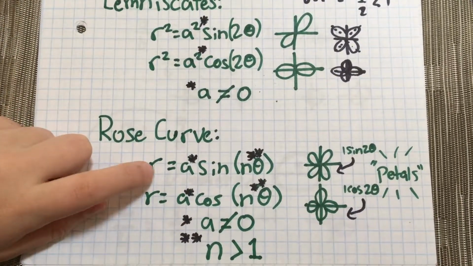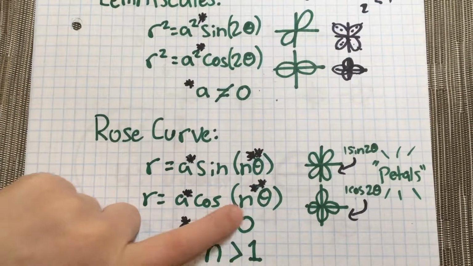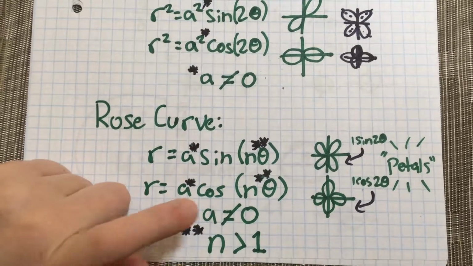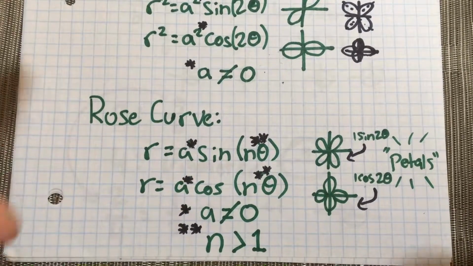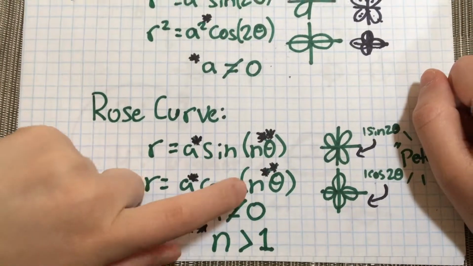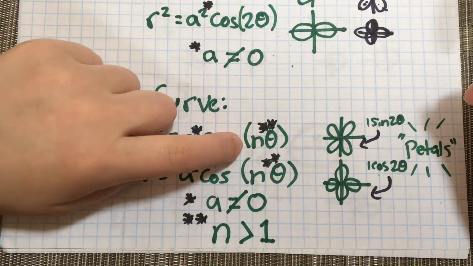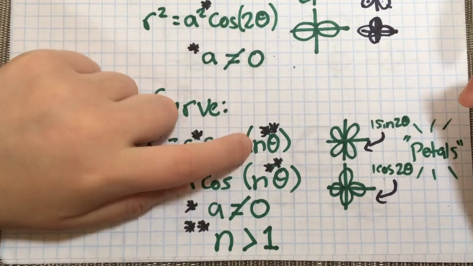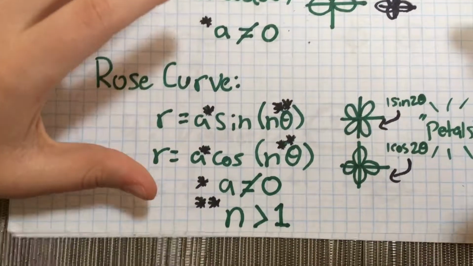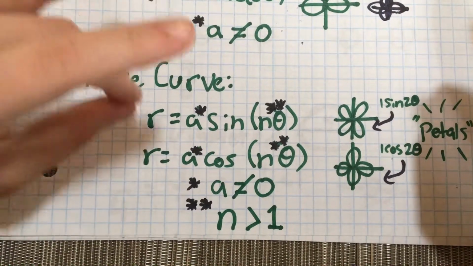So this one is r equals a sine of n theta, or cosine n theta. Again, a cannot equal 0, because then the entire equation equals 0, and that does not help us at all. And also in this case, n has to be greater than 1, because if n is 1 or 0, it renders the graph not really helpful. It wouldn't quite be a rose curve. It would just be an equation.